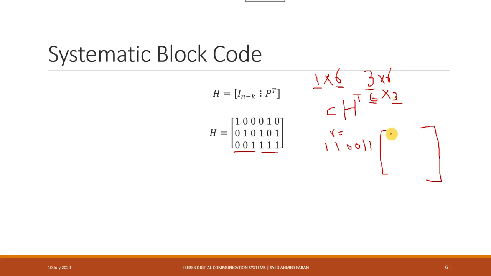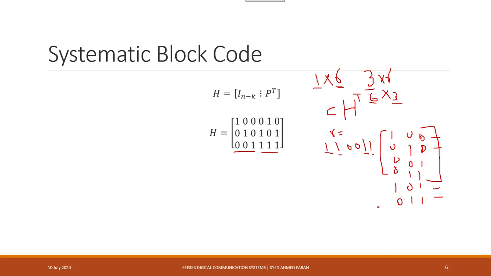The transpose of H would be written as 1 0 0, 0 1 0, 0 0 1, 1 0 1, 1 1 0, 0 1 1. So this is H transpose. So again, I'll use the shortcut for this multiplication. First, second, fifth and sixth rows are important for me.